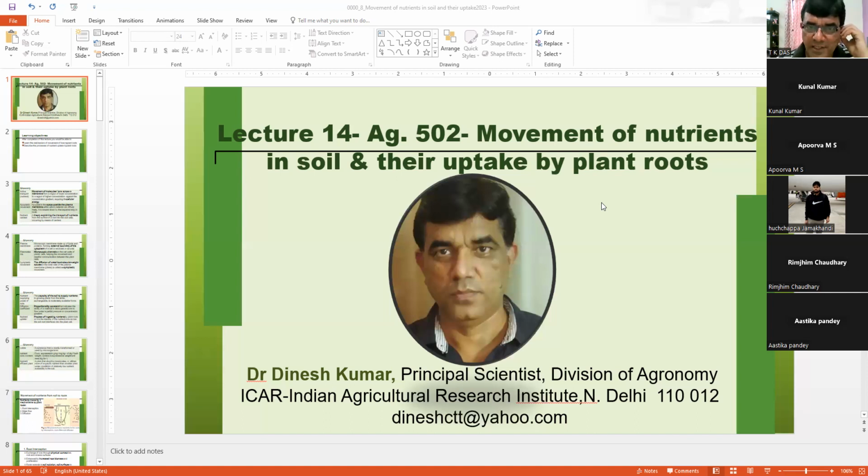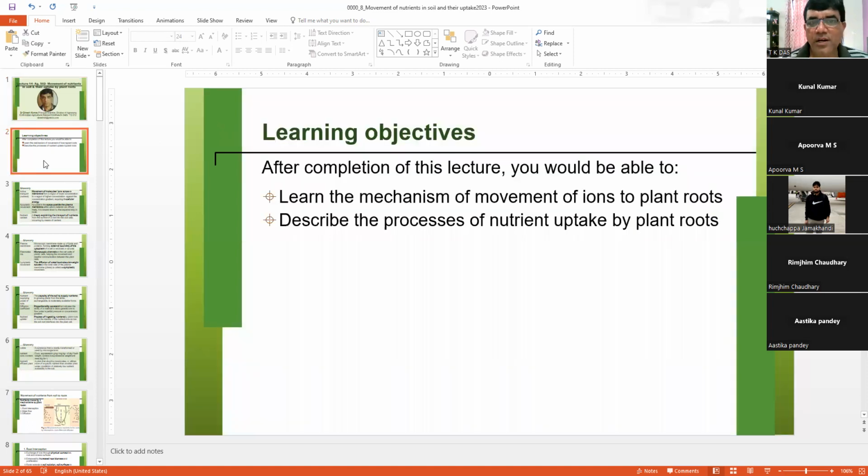And this mechanism is very difficult to understand because a number of theories are there in nutrient uptake and nutrient transport. So the learning objective is to learn the mechanism of movement of ions to plant roots, how ions or nutrients are reaching the plant roots, and to describe the process of nutrient uptake by the plant roots.